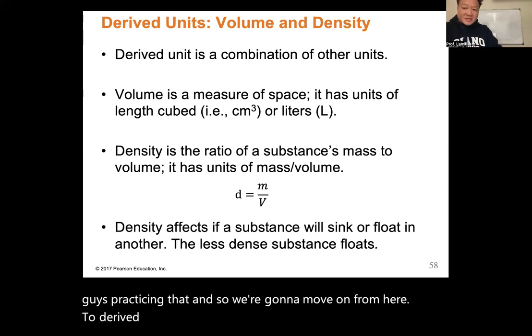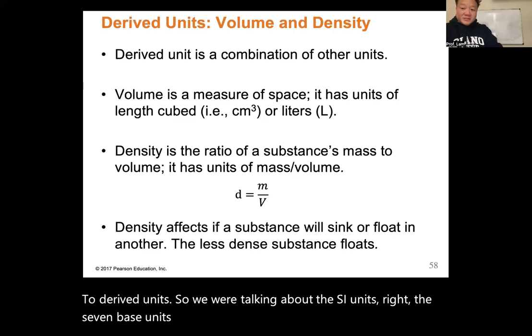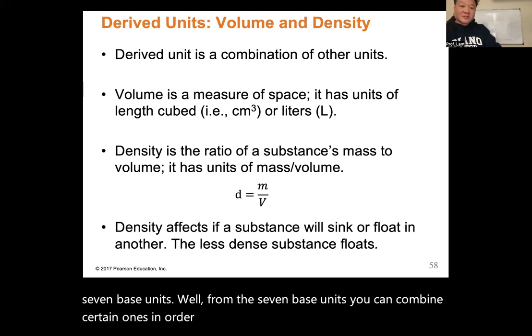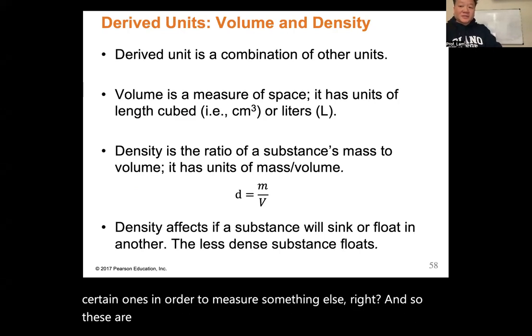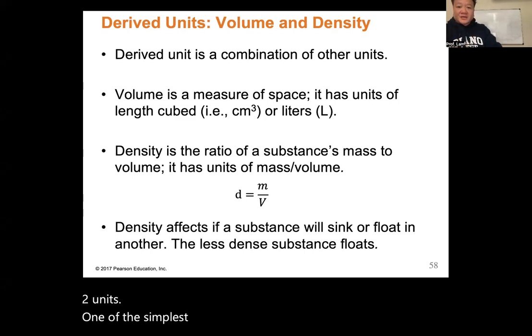So we were talking about the SI units, right? The seven base units. Well, from the seven base units, you can combine certain ones in order to measure something else, right? And so these are called derived units because it's not just one unit, it's got two units. One of the simplest ones and the first one that we're gonna go over is called density.